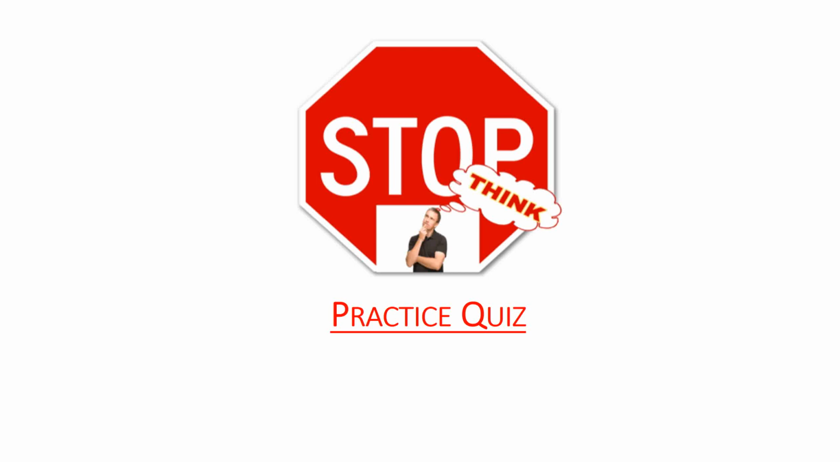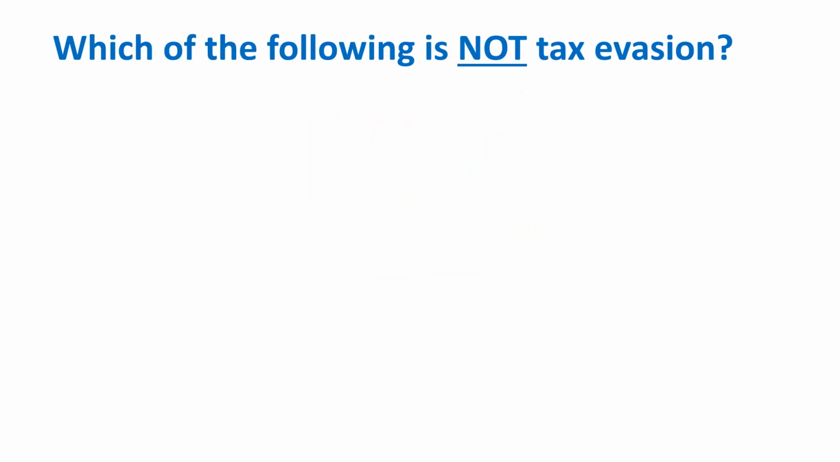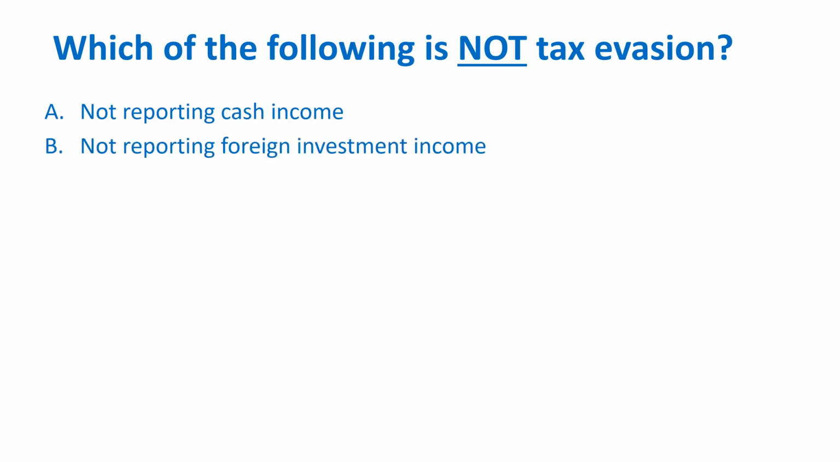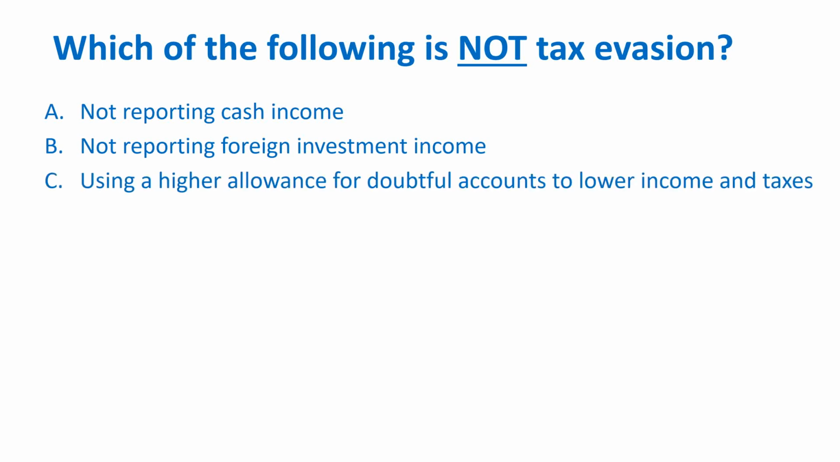Okay, so let's take a quiz on tax avoidance versus tax evasion. Which of the following is not tax evasion? Not reporting cash income, not reporting foreign investment income, using a higher allowance for doubtful accounts to lower income and taxes, falsified charitable contributions. Take a minute.